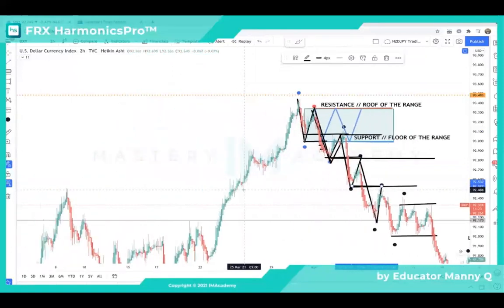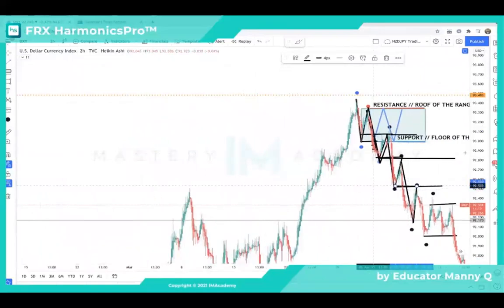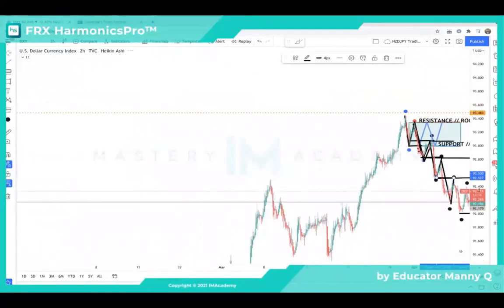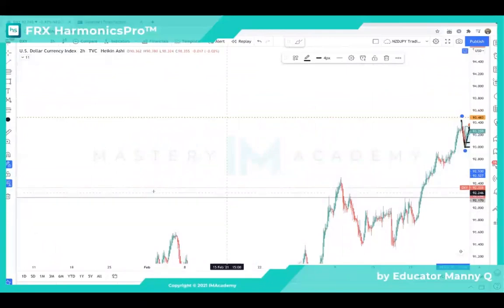So this is why many traders, when they are trading price action or market structure, let me try if this computer can stop freezing up. Give me 1 minute.